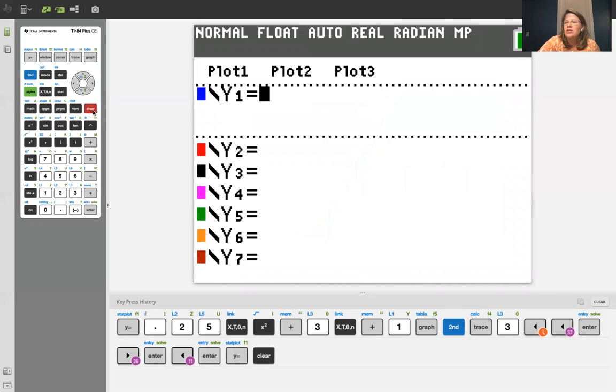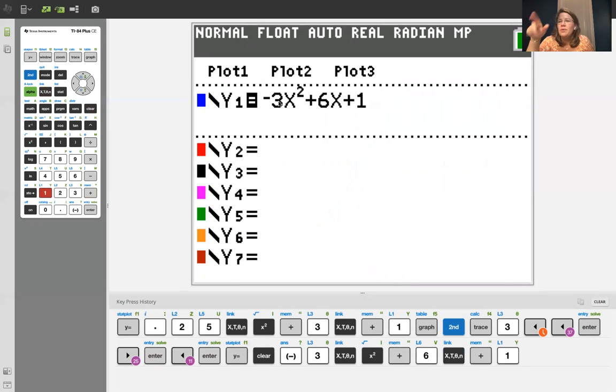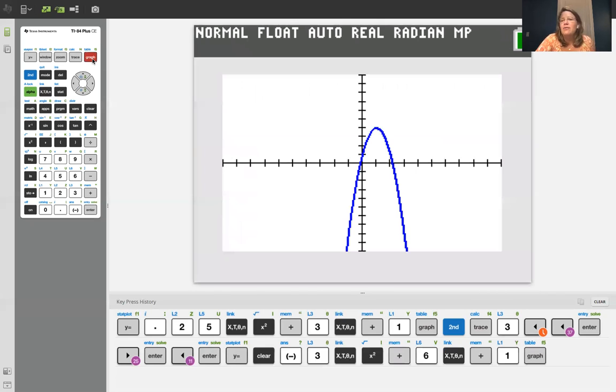I have this equation I got to get rid of. And now I'm going to enter in -3x squared plus 6x plus 1. Well, it's -3, so I open down. I'm going to have a maximum. So let's go see what it looks like. Make sure that I have a graph of it.